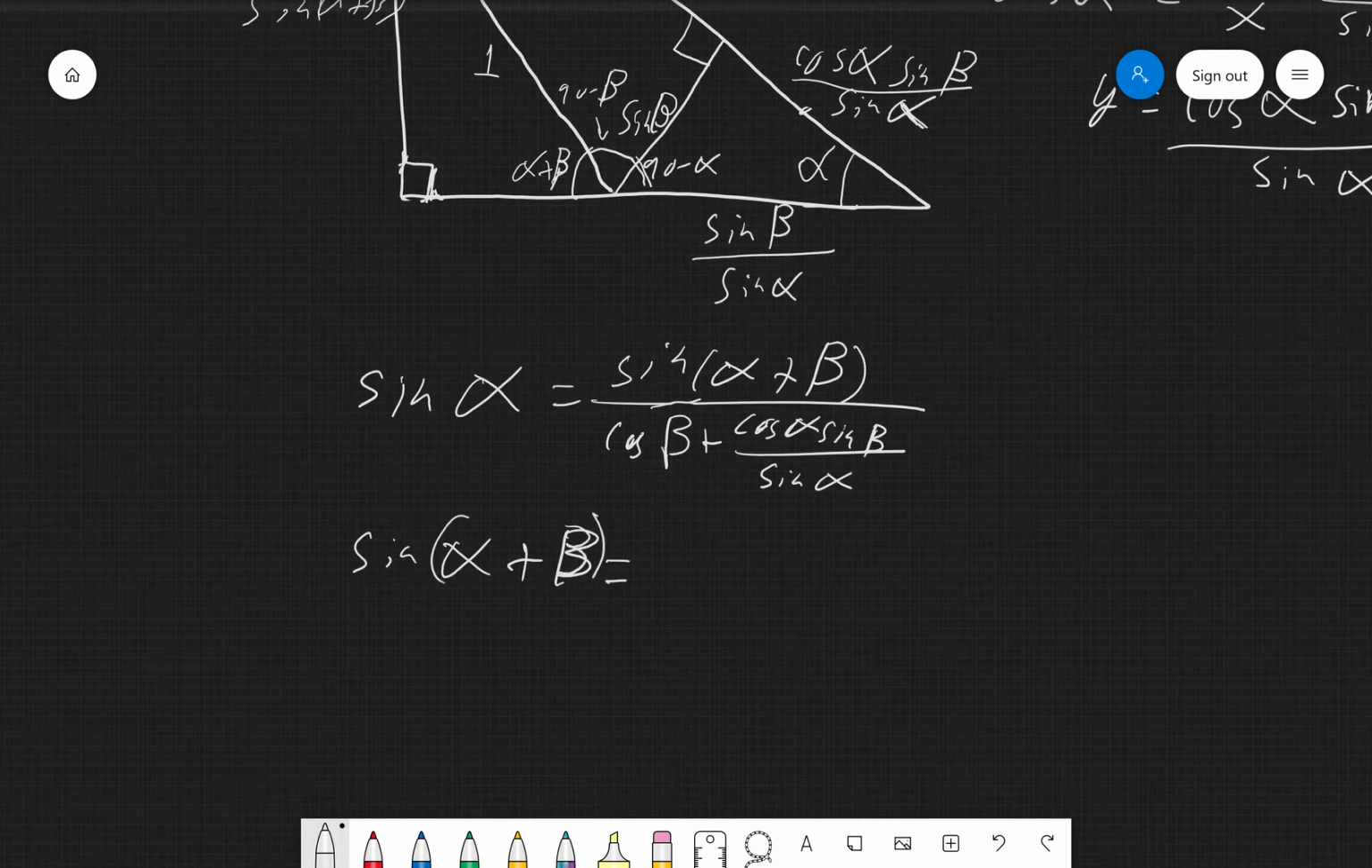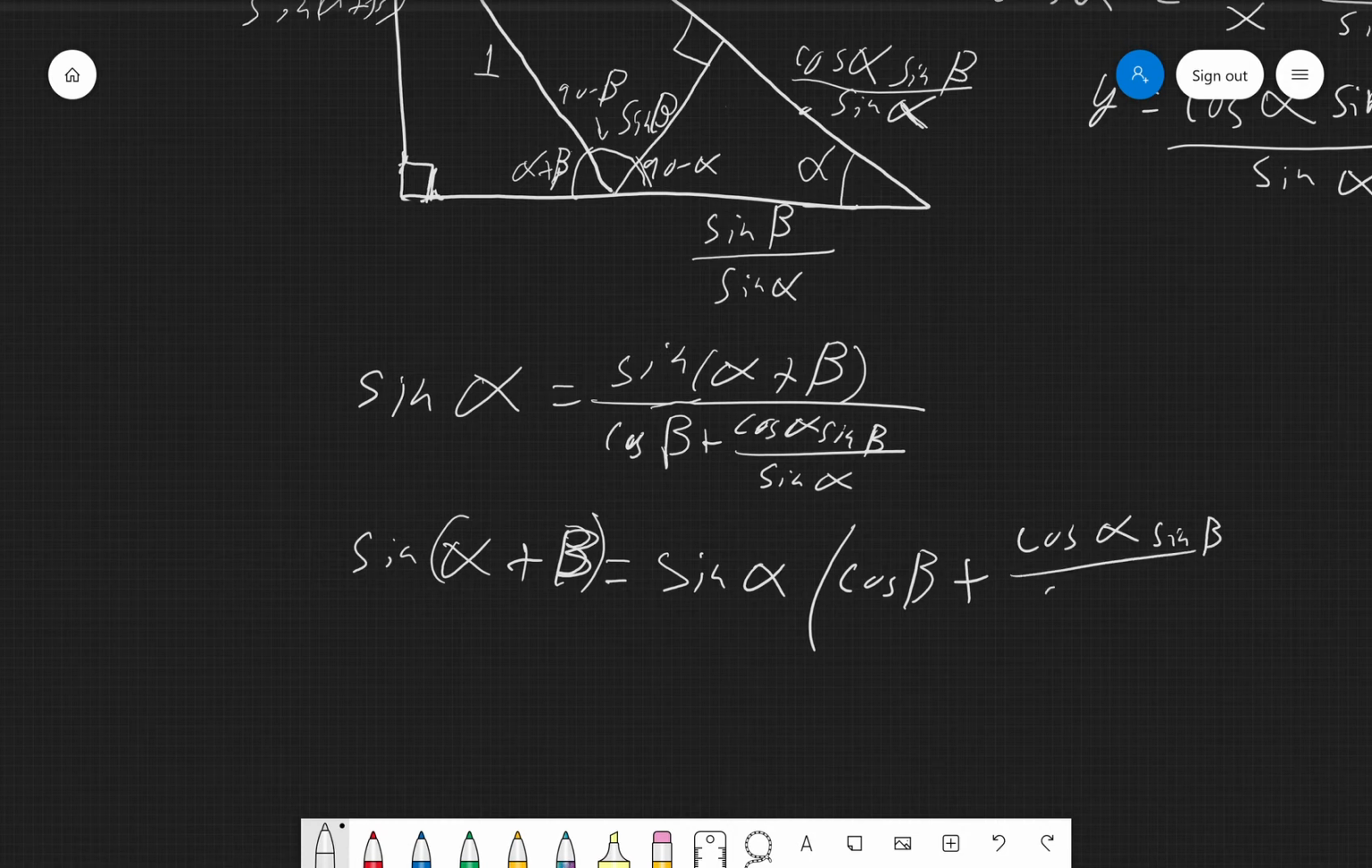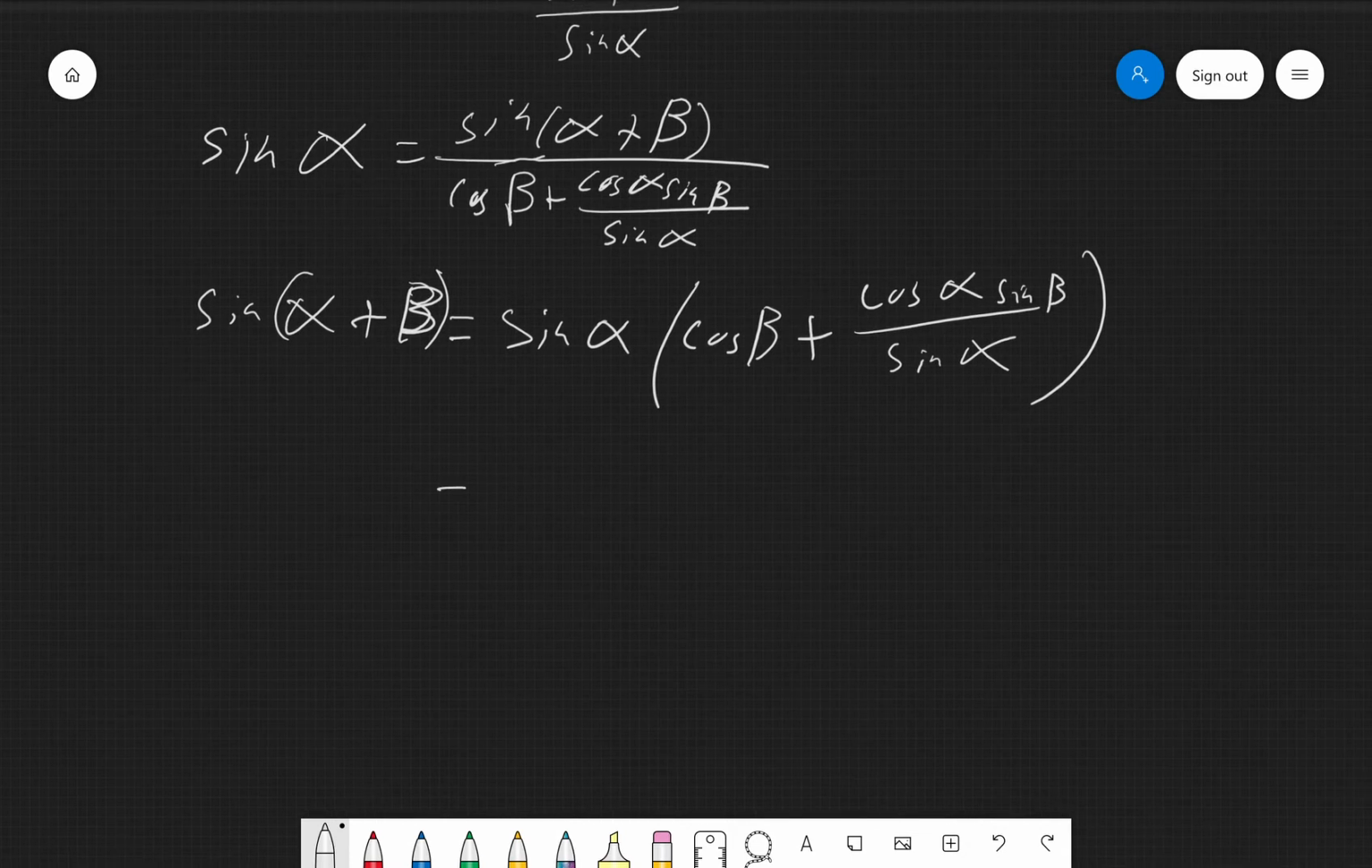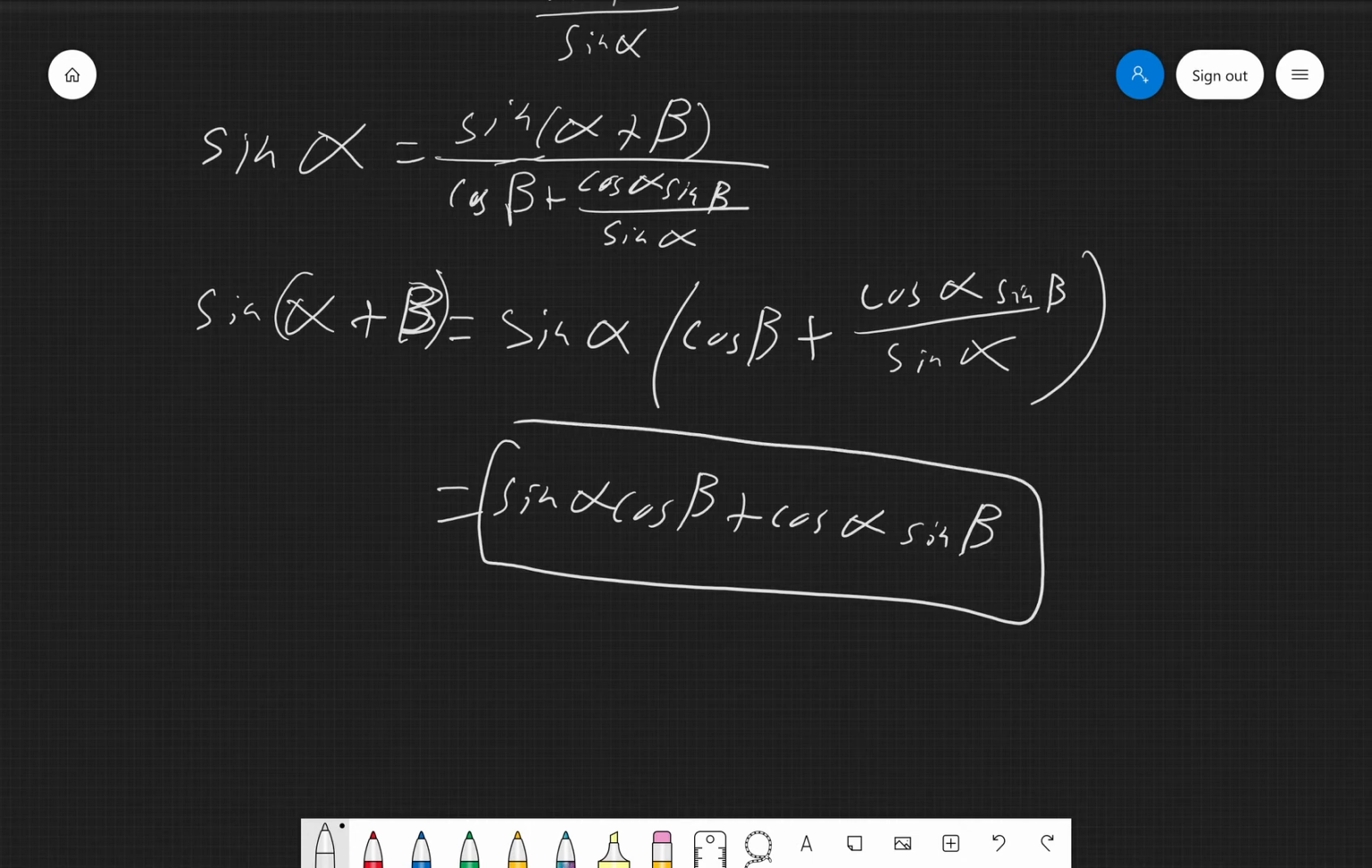So the sine of alpha plus beta is equal to sine of alpha times the cosine of beta plus the cosine of alpha times the sine of beta, over the sine of alpha. We can distribute it, and notice that these two cancel. So we're going to get the sine of alpha times the cosine of beta plus the cosine of alpha times the sine of beta. And that's our nice expression for the sum angle of sine.